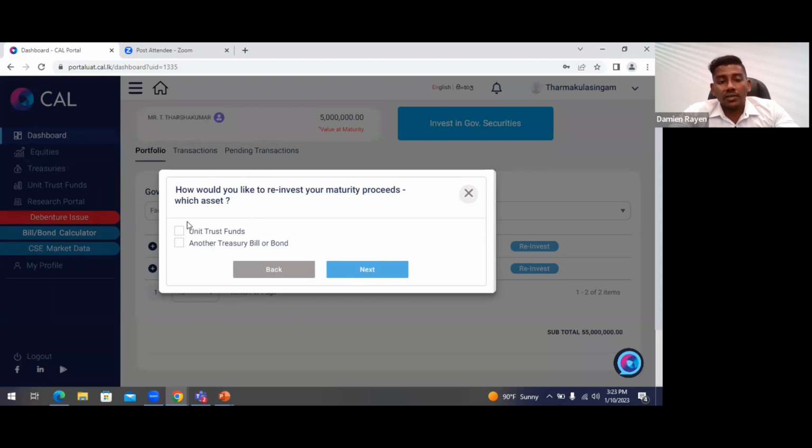You can straight away transfer the money to the UT if you require, or you can invest in another treasury bill or a bond. And I would also like to highlight that a few of these features that I'm showing today are still in beta mode. So hopefully in a couple of weeks, we'll be launching these options. But most importantly, the CAL portal has given you the flexibility to invest in government securities completely remotely. It's a complete remote investment. So you don't have to do any paperwork, or even visit office premises to complete any documentation. It's a completely automated and online process.